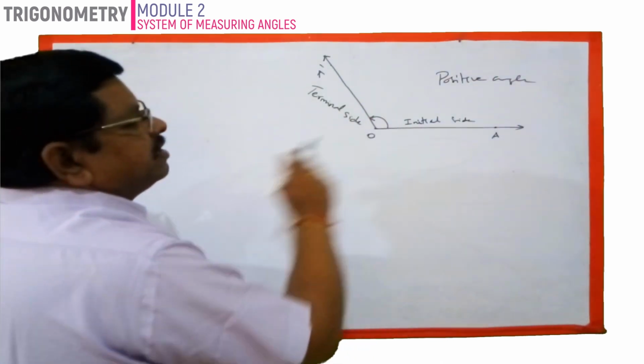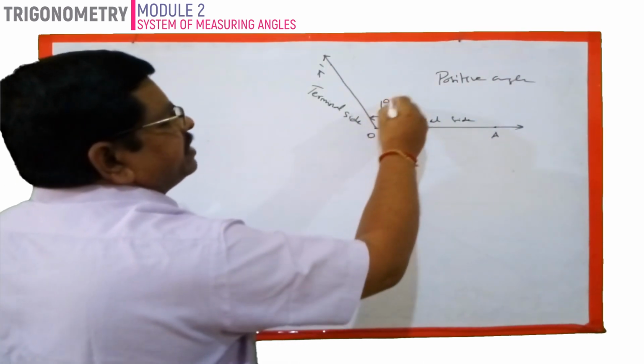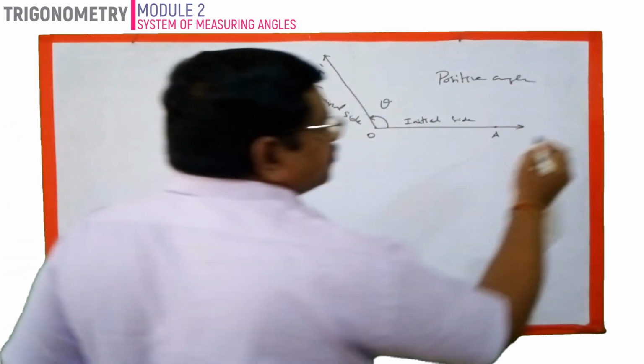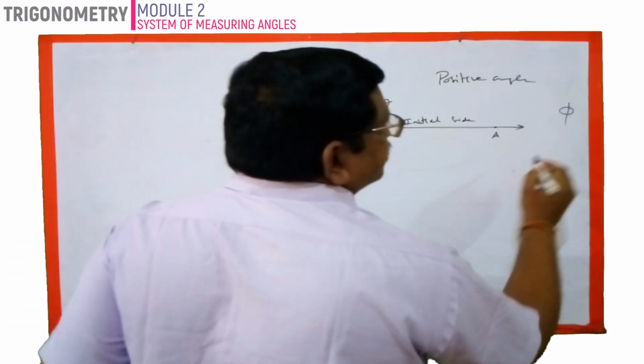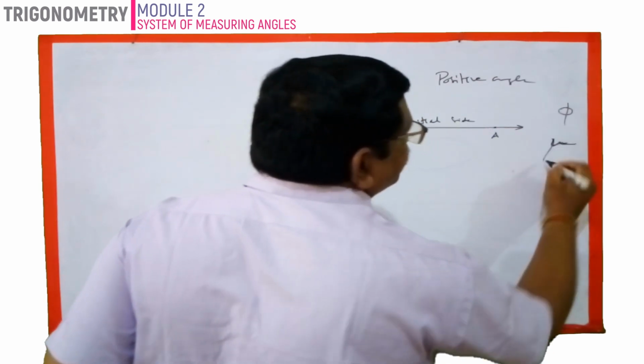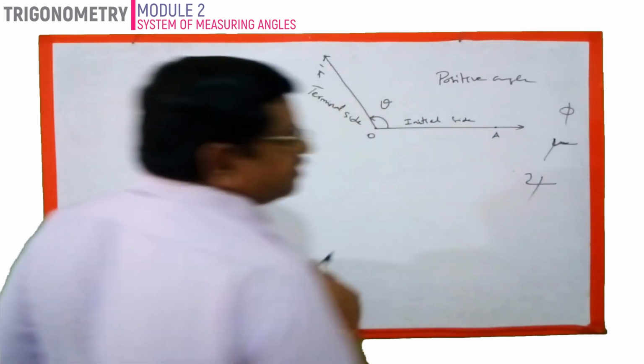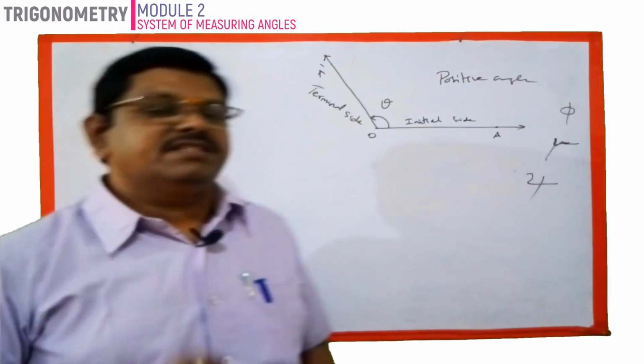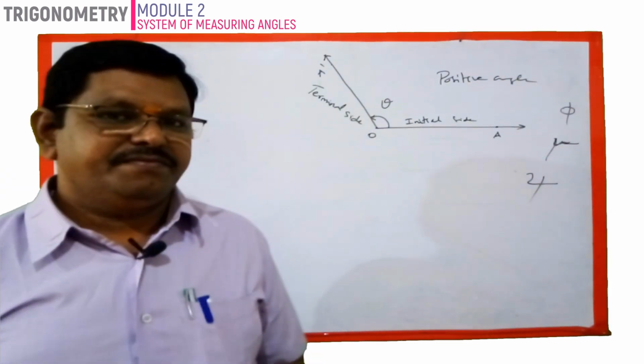In general, the angles are denoted by theta. In some books we may be using phi, in some books mu, in some books chi. Like that, different letters, different symbols can be used.